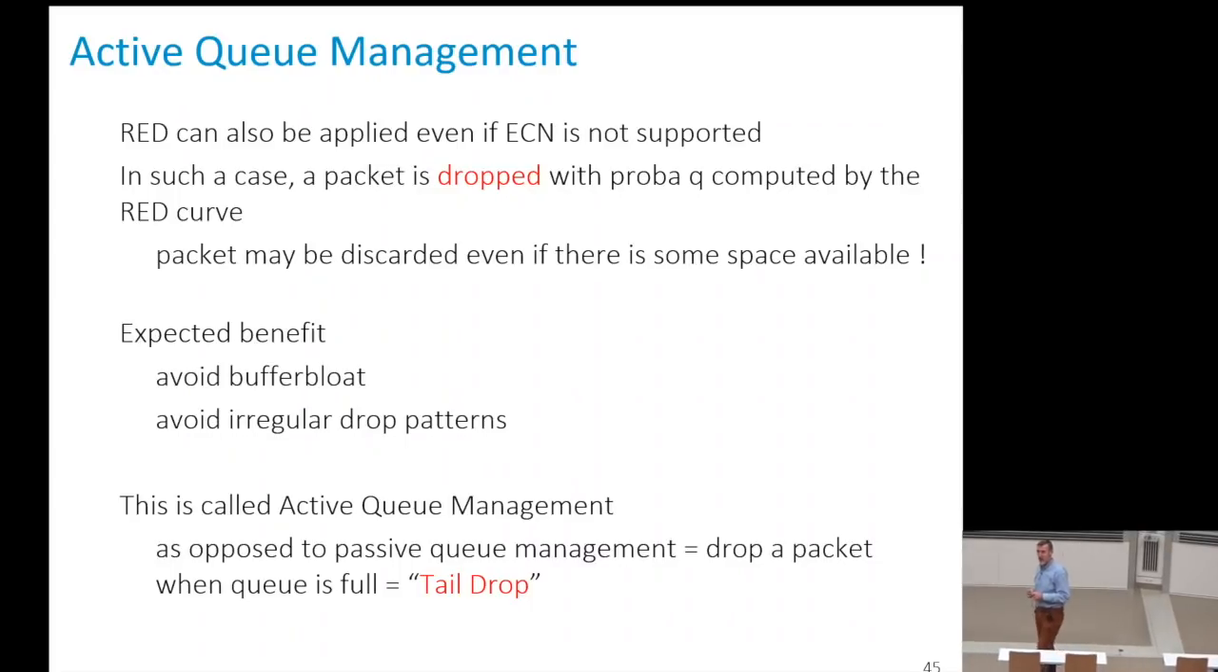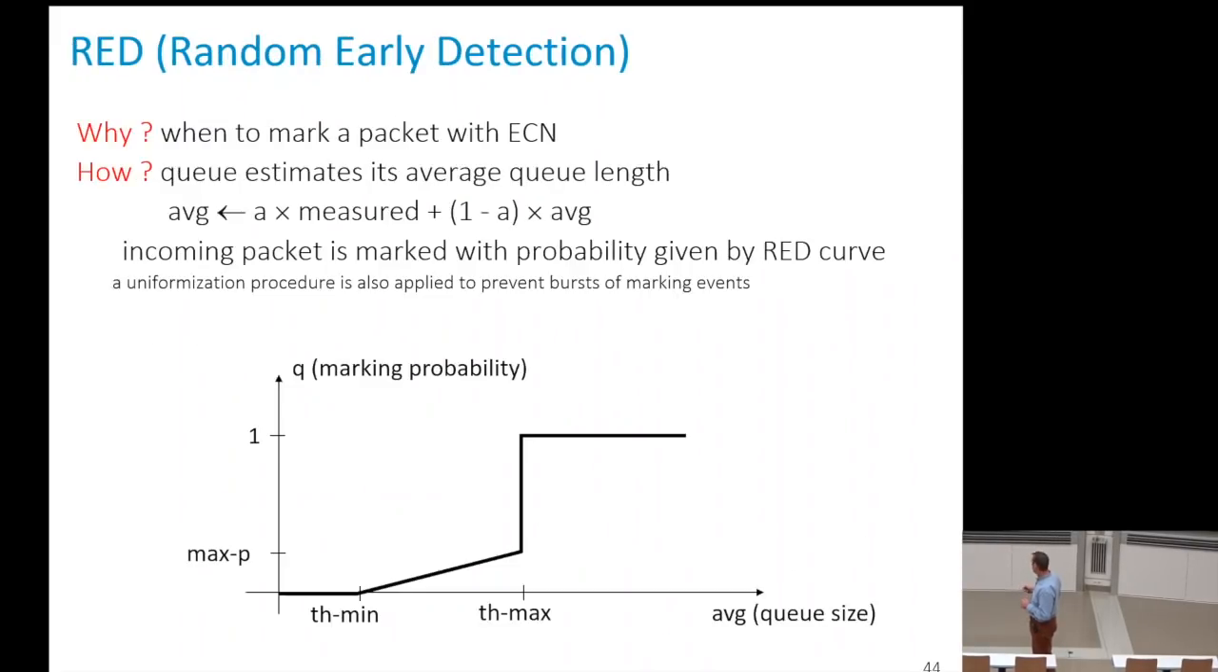ECN is very little supported in the internet today. We will see an example where it's supported in data centers, but in the wide internet, it is very little supported. So what has been proposed, in fact before ECN, is to use the same principle of RED, but without ECN, which may seem a bit contradictory. You could use this curve and, instead of interpreting it as a marking probability, interpret it as a dropping probability.